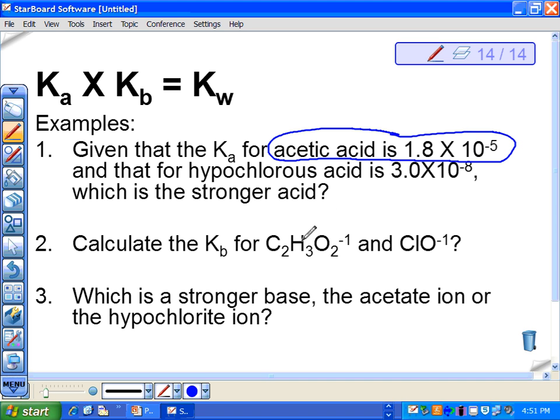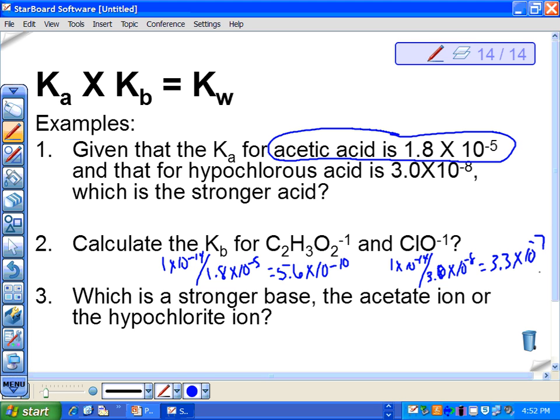This question says, find the Kb for, notice that this is the conjugate of acetic acid. This is the conjugate of hypochlorous acid. So to find the Kb for this guy, I would take 1 times 10 to the -14, and I would divide by 1.8 times 10 to the -5th. And you would find that it's 5.6 times 10 to the -10th power. I do the same thing for this one. And you get 3.3 times 10 to the negative 7th power. So those are my answers for number 2. Very easy to do to go from that.